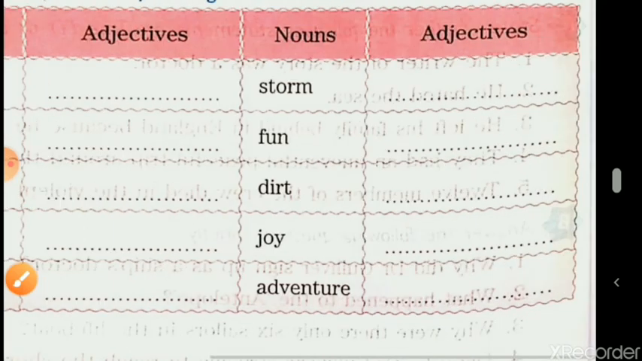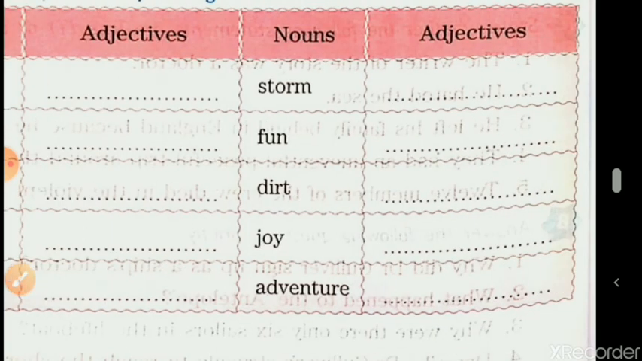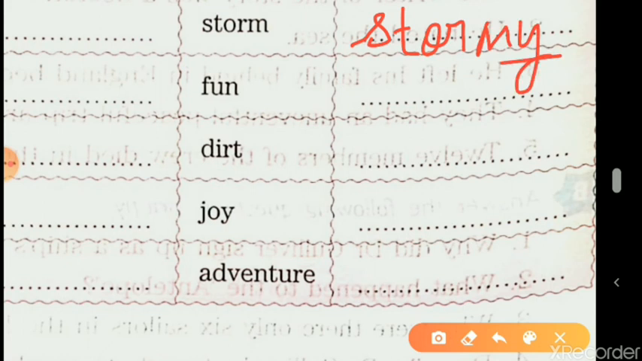Now we'll do the words on the right side. The first word, children, is storm. And we'll be adding Y at the end and the adjective will be stormy. Storm, stormy. We have added Y at the end.